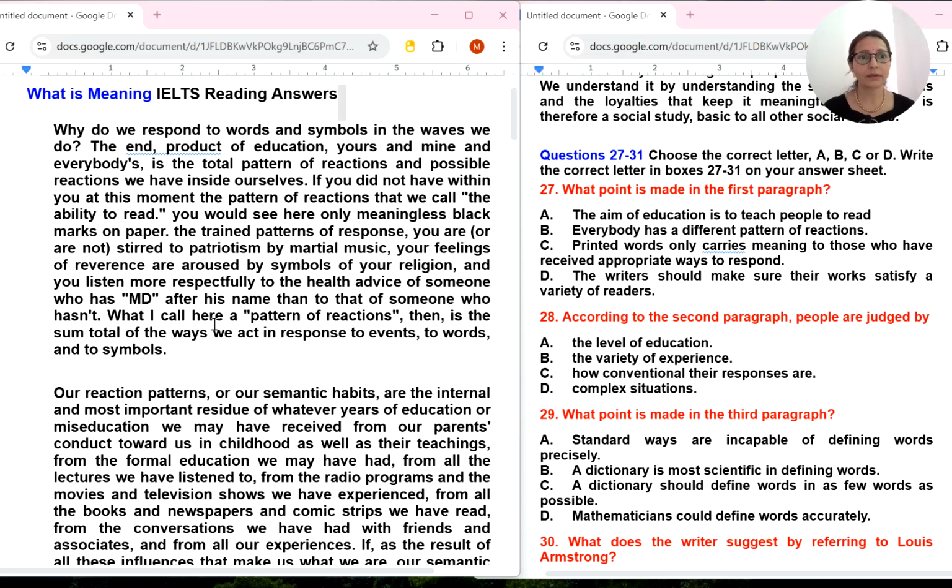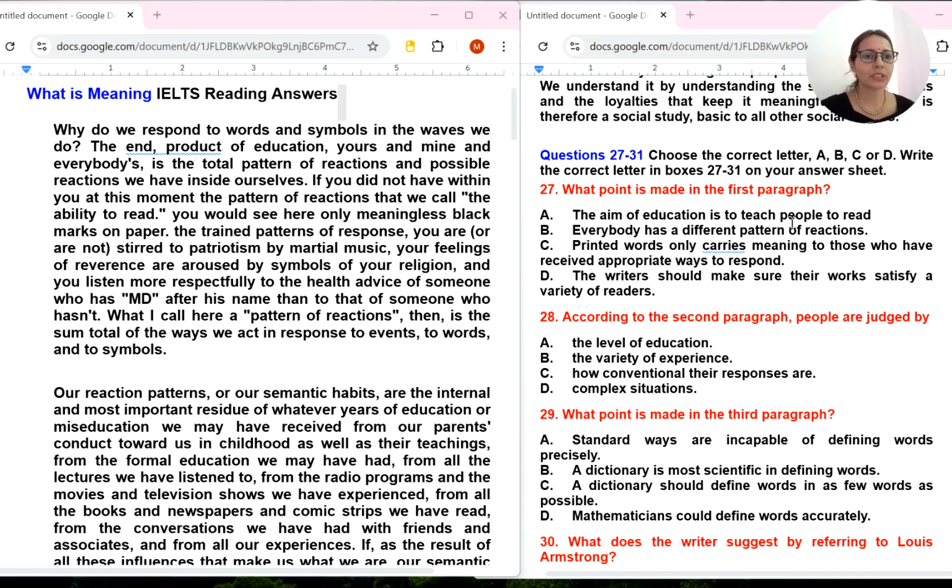What I call here, the main important point is here. The writer is saying, a pattern of reactions then is the sum total of the ways we act in response to events, to words and to symbols. So this is the main point the writer is making in the first paragraph. So let's read all options.